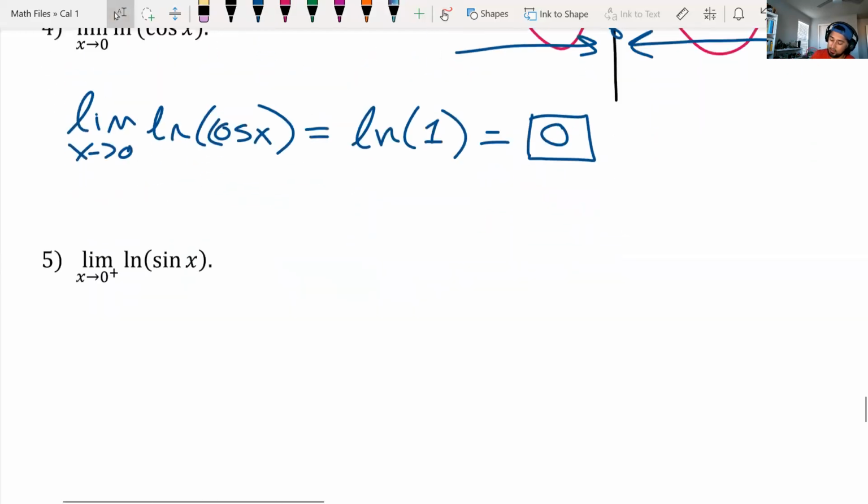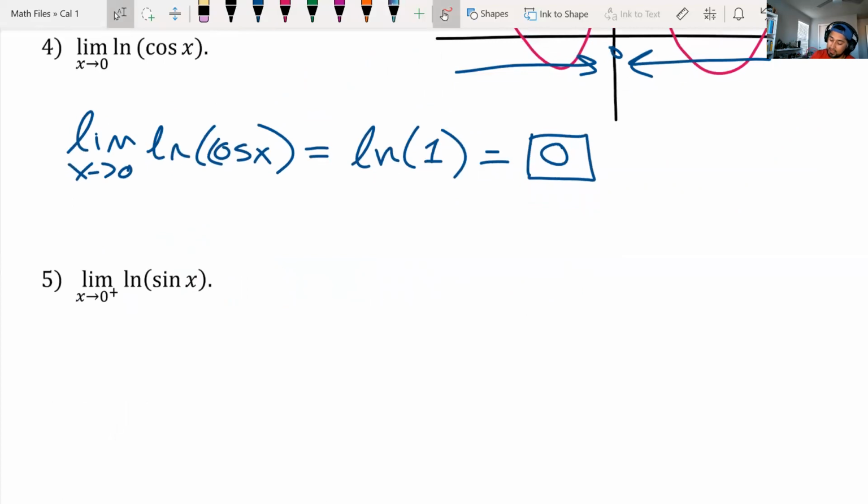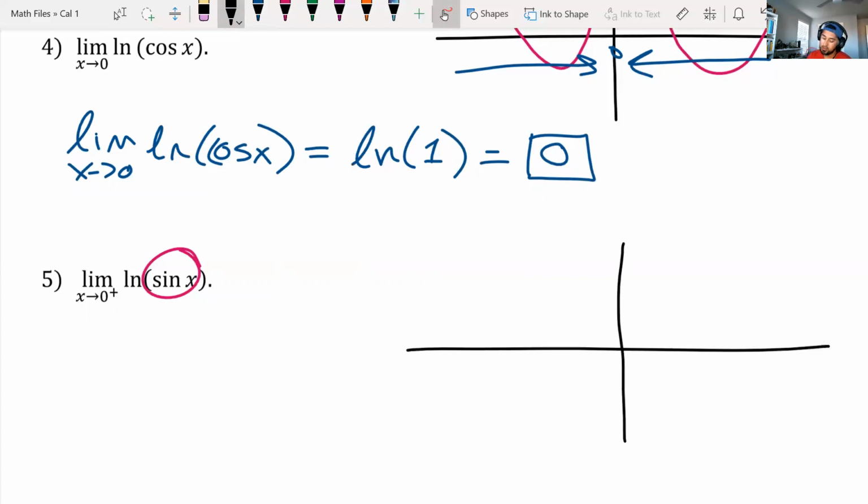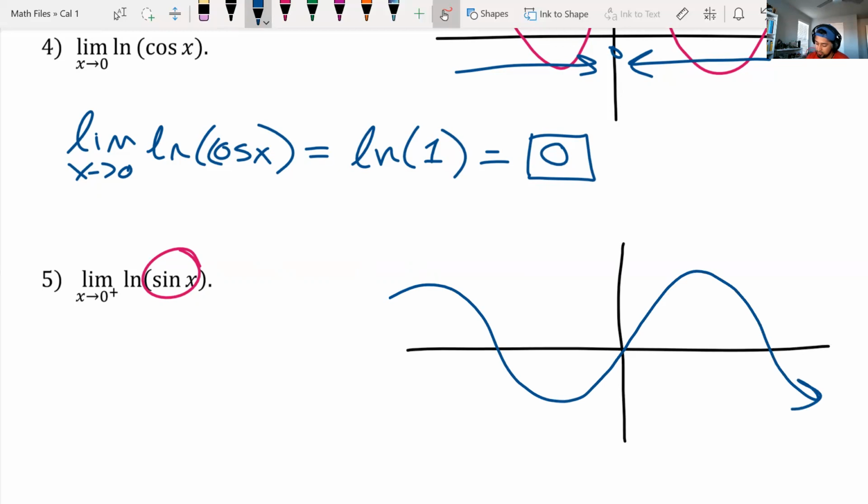And then for the next one, we have sine. So once again, think of the inside function, sine of x. Graph the sine function. And we know that sine looks like this, right? It'll go through 0.